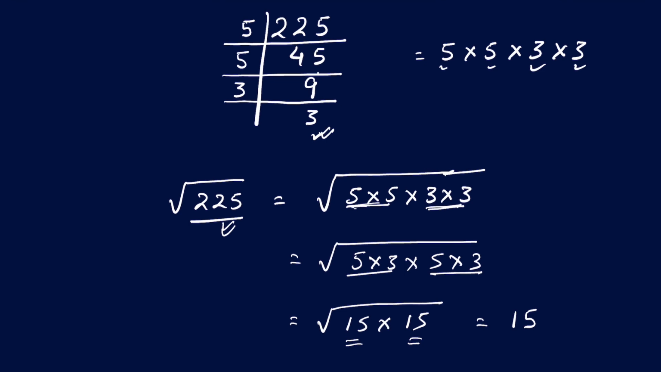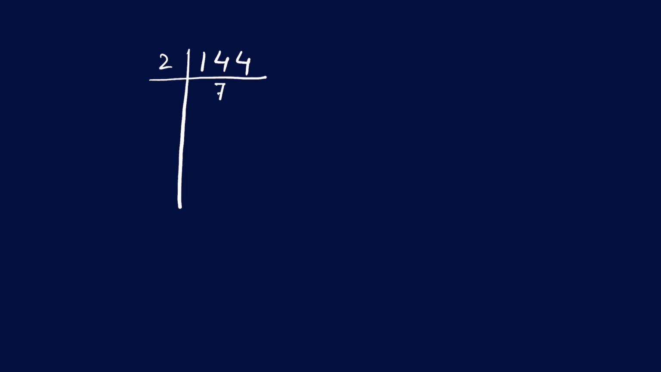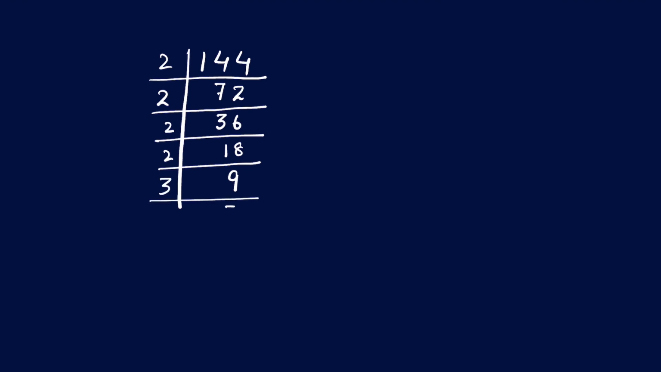So, either you group them together in pairs of 2's and take out one number from each pair, or you group them such that they form a number which when multiplied by itself is equal to the number in the square root. Let's take another example, 144. Let's divide it. 2 times 72 is 144. We continue the process. 2 times 36 is 72. 2 times 18 is 36. 2 times 9 is 18. And 3 times 3 is 9.